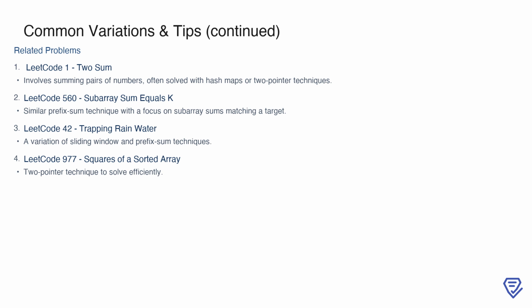For example, LeetCode problem 1, Two Sum, involves finding pairs of numbers that add up to a target value. This often uses hash maps or two-pointer techniques. LeetCode 560, Subarray Sum Equals K, requires a similar prefix sum technique, focusing on subarray sums that match a given target. Another interesting problem is LeetCode 42, Trapping Rain Water, which combines sliding window and prefix sum techniques to calculate trapped water efficiently. Lastly, LeetCode 977, Squares of a Sorted Array, uses a two-pointer approach to handle sorted inputs in an efficient way. These problems illustrate the versatility of these methods and how they can be adapted to different scenarios.